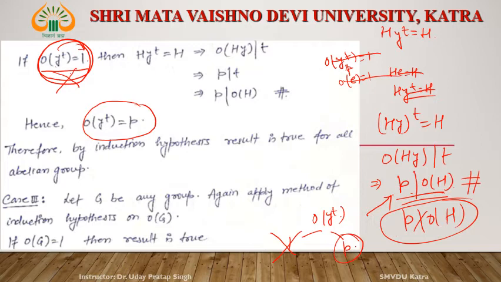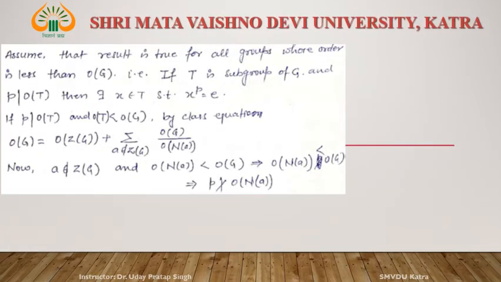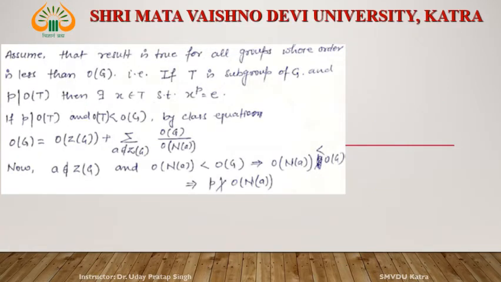Okay. Again, let G be any group. Then apply the method of induction on the order of G. If the order of G is equal to 1, the result is true. Suppose the result is true for all subgroups of G also, right? Let T be any subgroup of G.